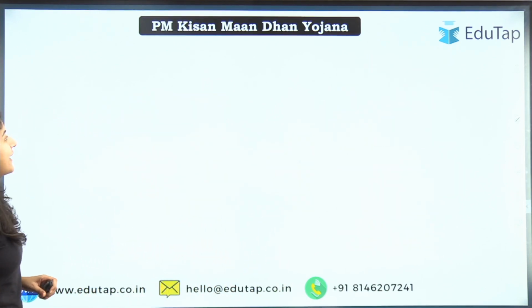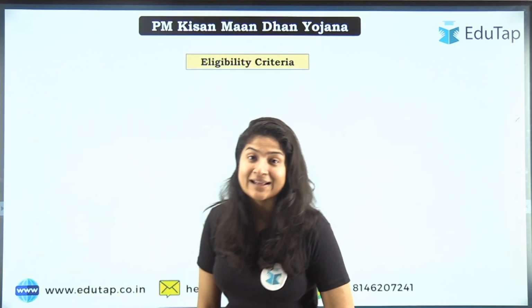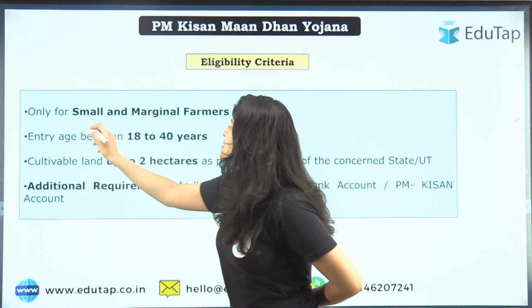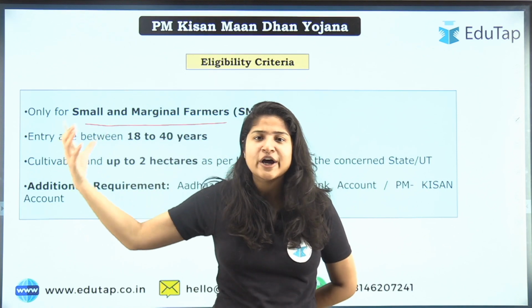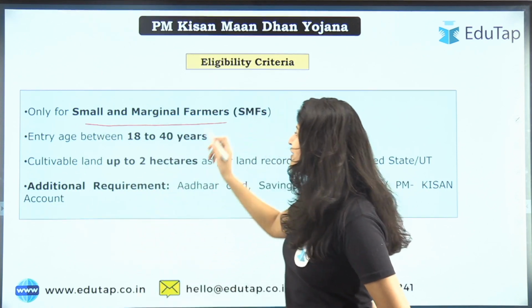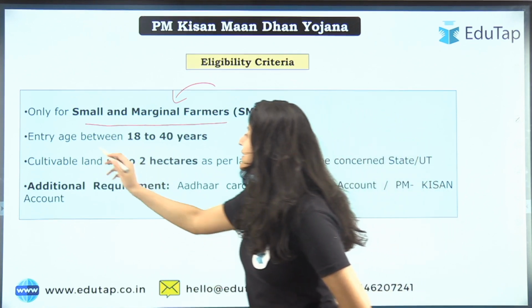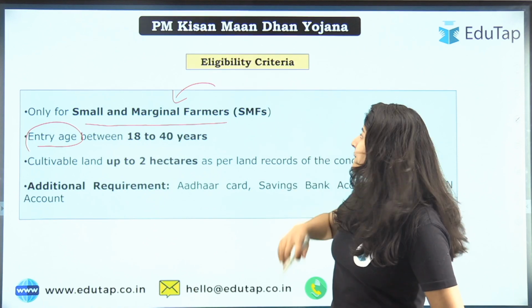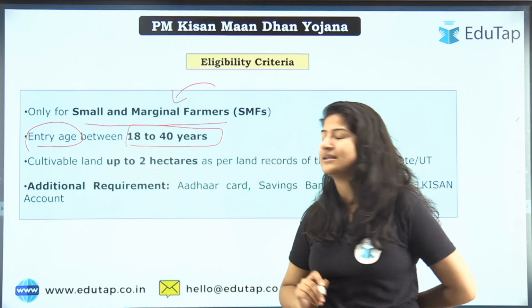We'll move ahead and now we will look at the eligibility criteria. So who all are eligible under this? The first one is only small and marginal farmers, because the big farmers are already well enough to save for the future, and that is why the focus here is on small and marginal farmers. The next is entry age. Entry age means the age to be part of this scheme. Basically, it is between 18 to 40 years. So what would happen in this?